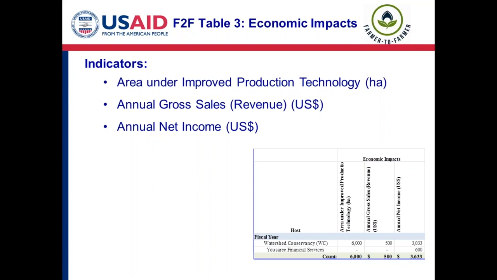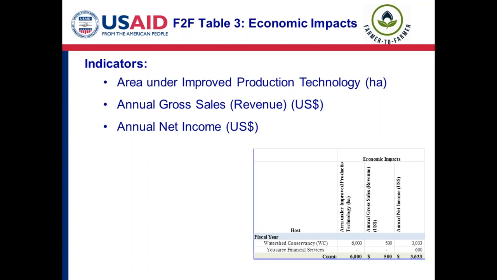When you look at the area under improved production technology, though, this one gets a little bit tricky for a couple of different reasons. First of all, this one is like beneficiaries. So the baseline isn't necessarily a true baseline. It's really a measure of our potential. Obviously, it's a measure of our potential sphere of influence in Table 2.